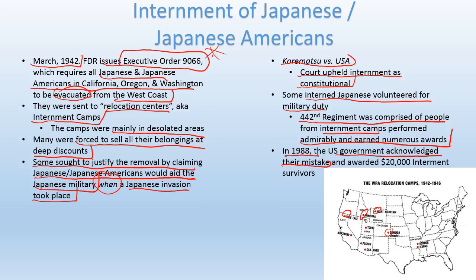And believe it or not, one of my professors at UCSD, Peter Irons, was actually a lawyer in the 1988 case, or not the 1988 case, the 1988 ruling, and awarded $20,000 to internment survivors. And sure, the money is great and everything like that, but $20,000 probably didn't come close to nearly covering all the bad things that happened. But the important part is that the United States recognized what it had done was wrong.